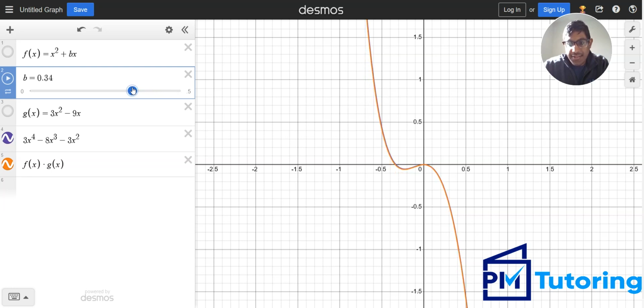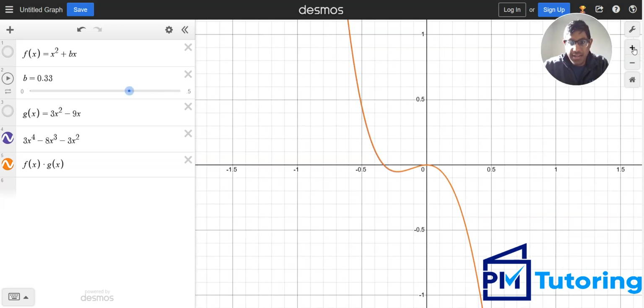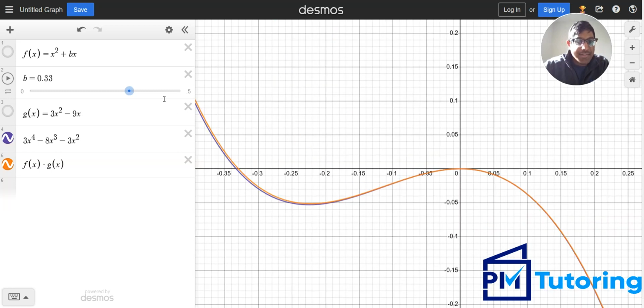And that is about where we overlap, 0.335 and up at 0.33. Let's zoom in. And it's a little off over there, so we can just go a little bit more. And there, 0.333 gives us an exact overlap. So b is 0.333 or 1/3.